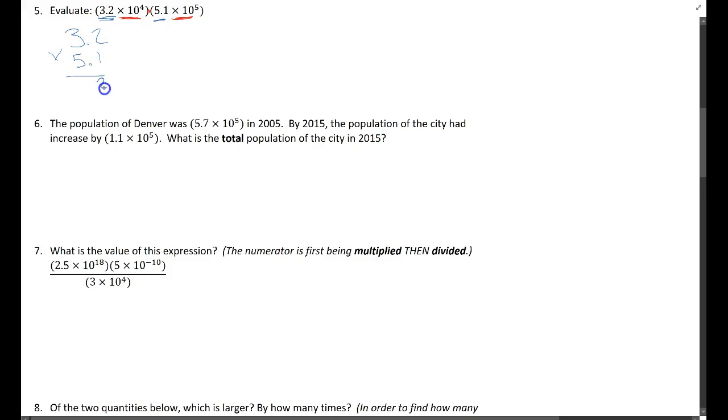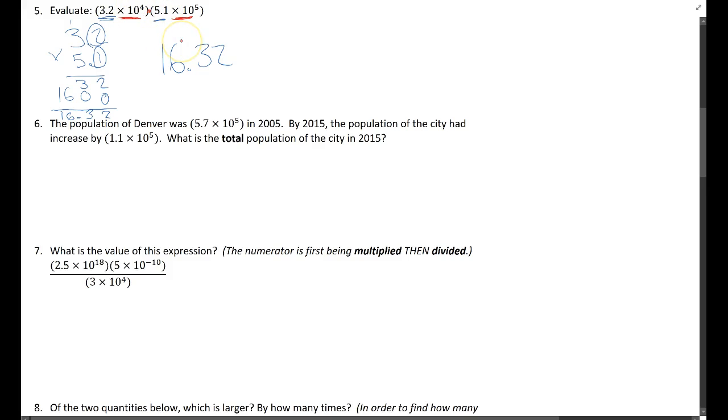So 1 times 2 is 2, 1 times 3 is 3. Put a placeholder. 5 times 2 is 10, 15, 16. So I get 16, I get 2, 3, 6, 1. I circle anything after my decimal places. I have two things, so I go 1, 2. I get 16.32.